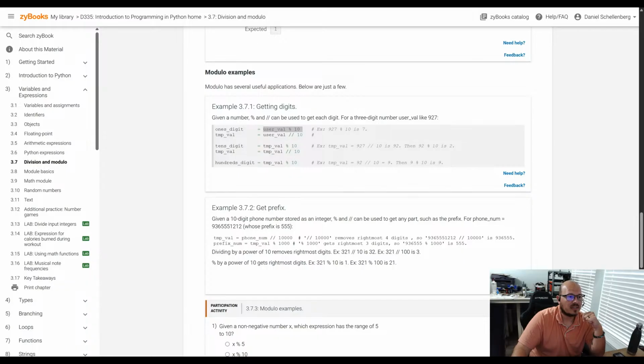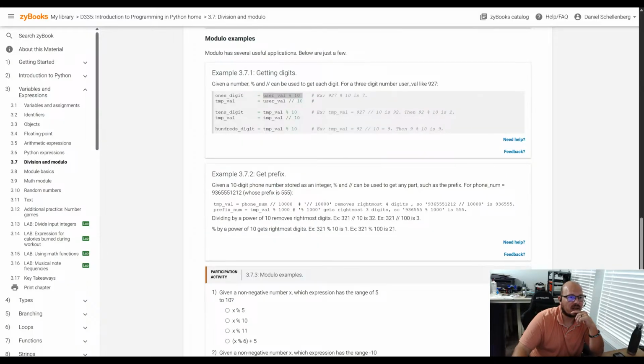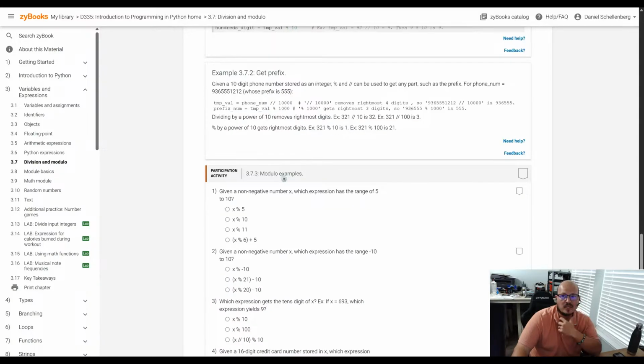So temp val is user val modulo 10. Perfect. Okay, so these are just showing some of the examples here. 92 modulo 10 is 2, right? And I think, yeah, 92. So that's what we got last time as well. So perfect. All right, let's move on.